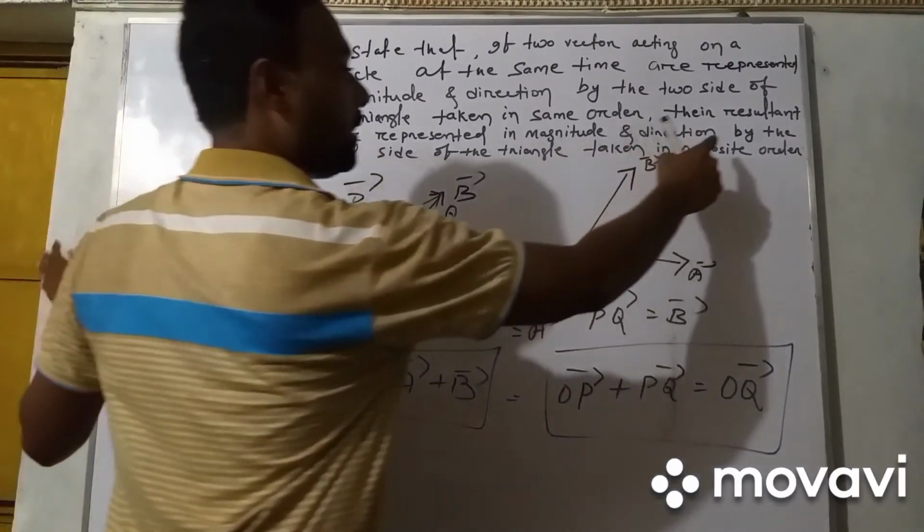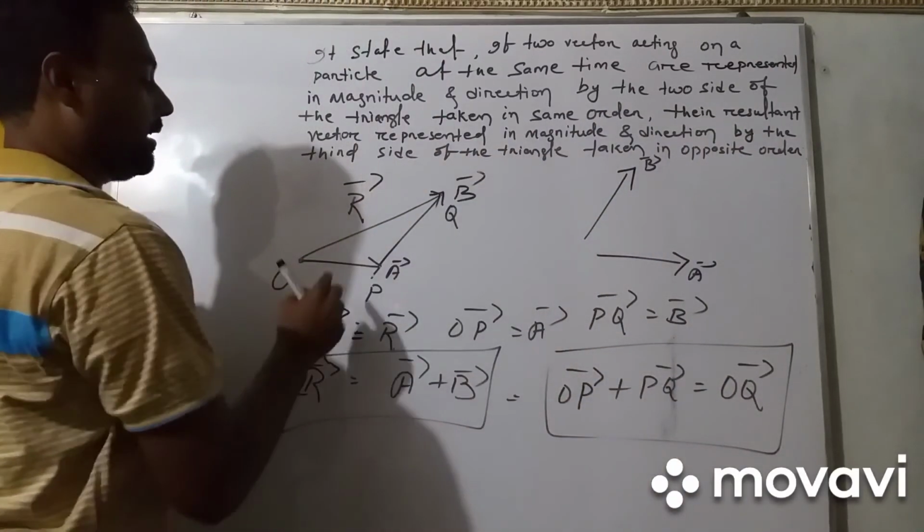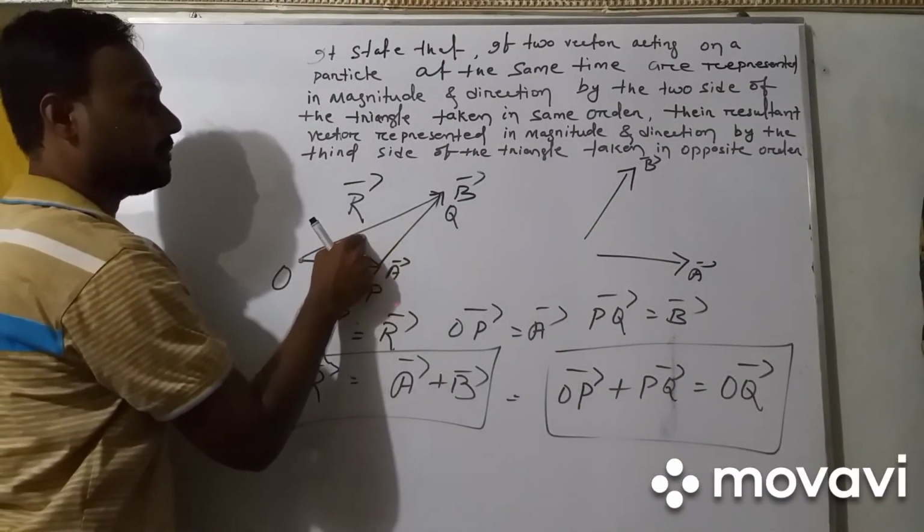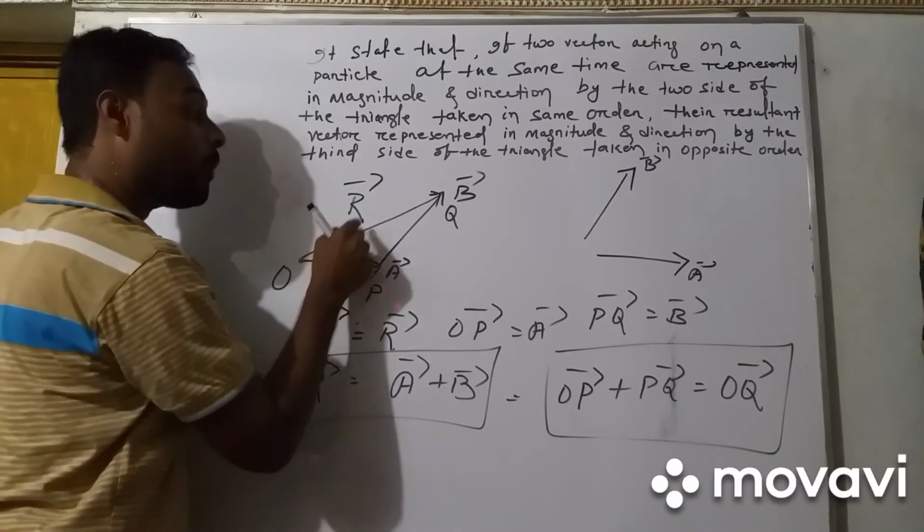But by the third side of the triangle, so it is the first side and the second side, that is the third side of the triangle taken in opposite order.